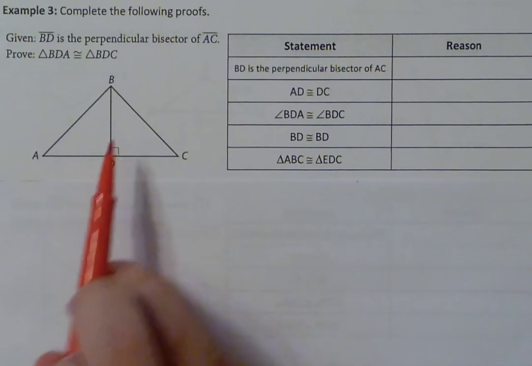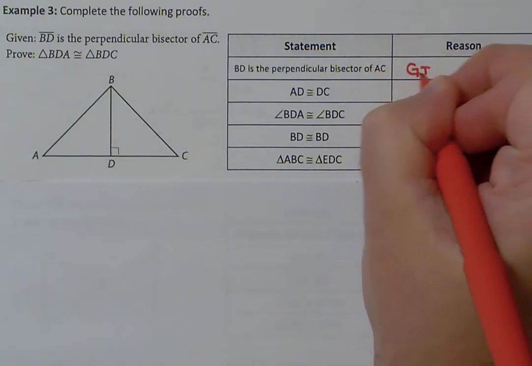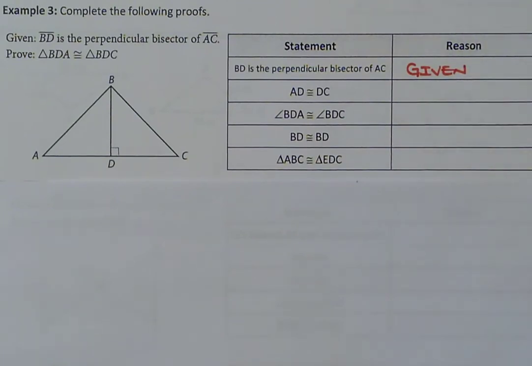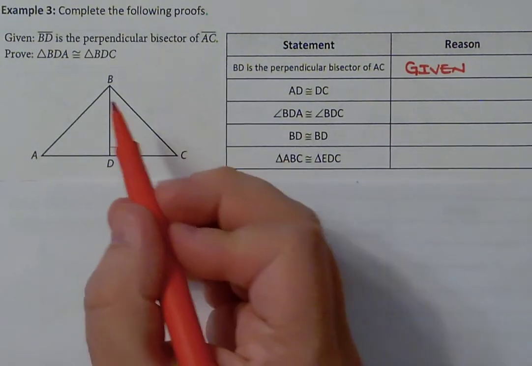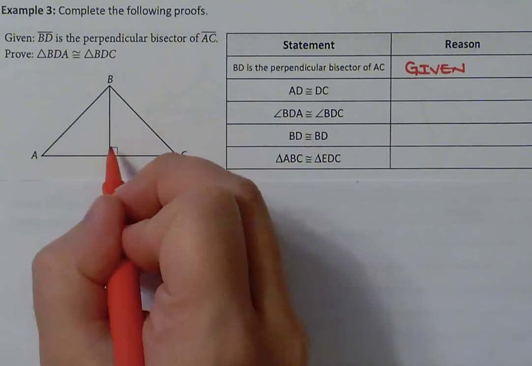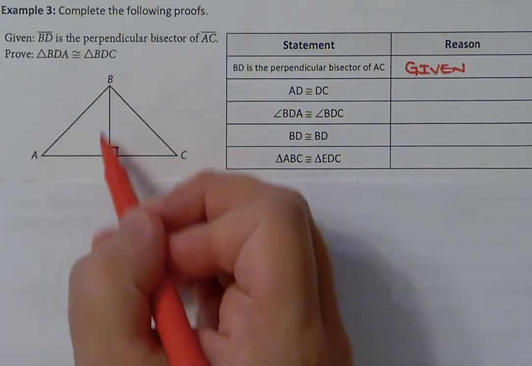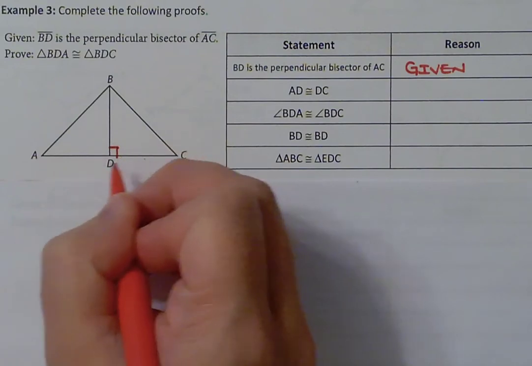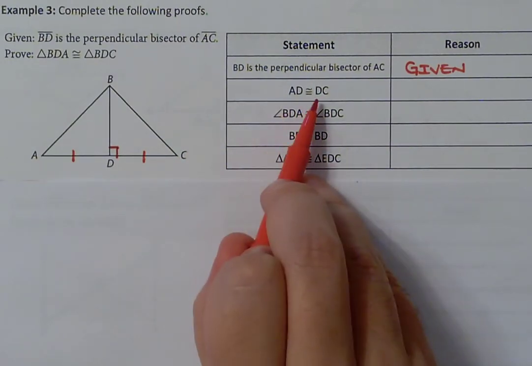How do I know that BD is the perpendicular bisector of AC? Well, I know that because that was given to me. So my reason is given. Next, they say AD is congruent to DC. Before I jump in too far, a perpendicular bisector means that the two lines, BD and AC, cross at a 90-degree angle because the two lines are perpendicular, and BD is the bisector of AC, so it cuts AC into 2 equal parts, meaning AD is congruent to CD. So that gives me AD is congruent to DC.